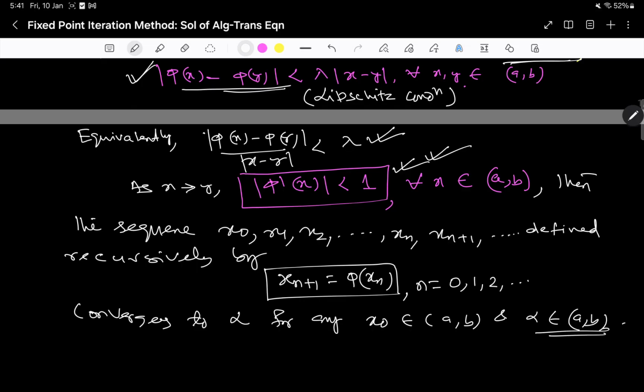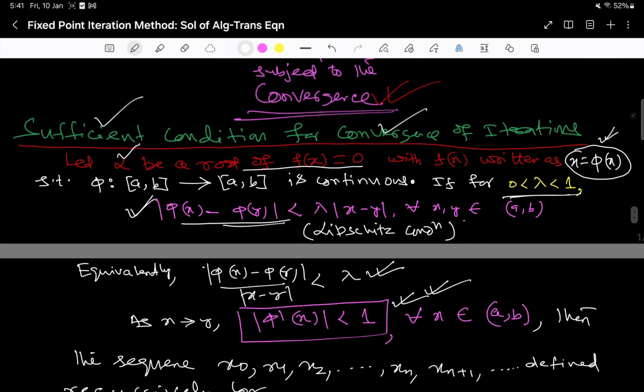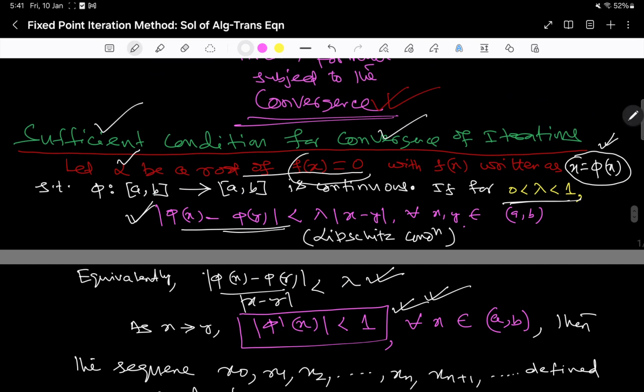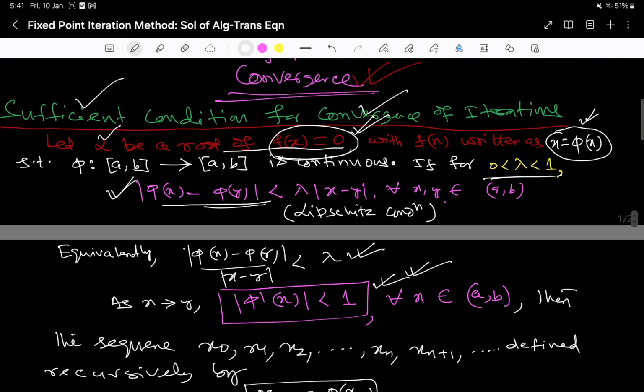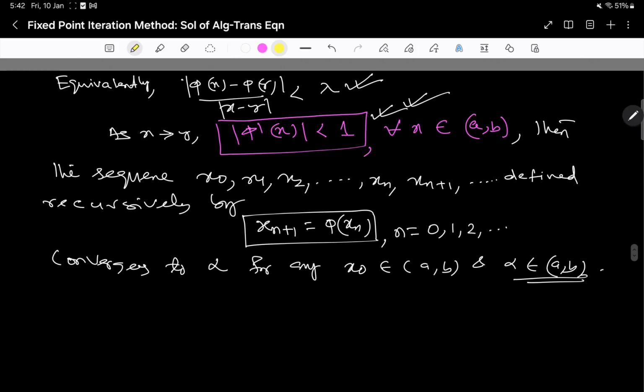Now the important thing is the convergence. The given equation is f(x) = 0. We create a formula. So what is the formula? From this f(x) = 0, we create x = phi(x). So this is the formula. Now this formula is rewritten as xn+1 = phi(xn). To make it simple, let me write the working rule.